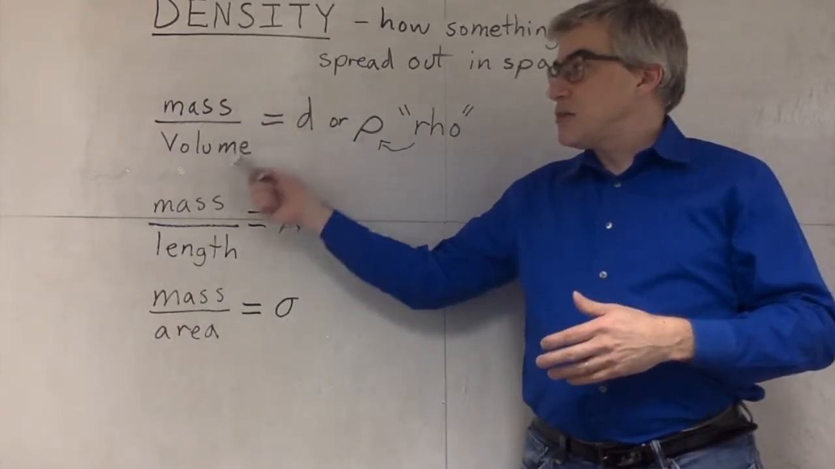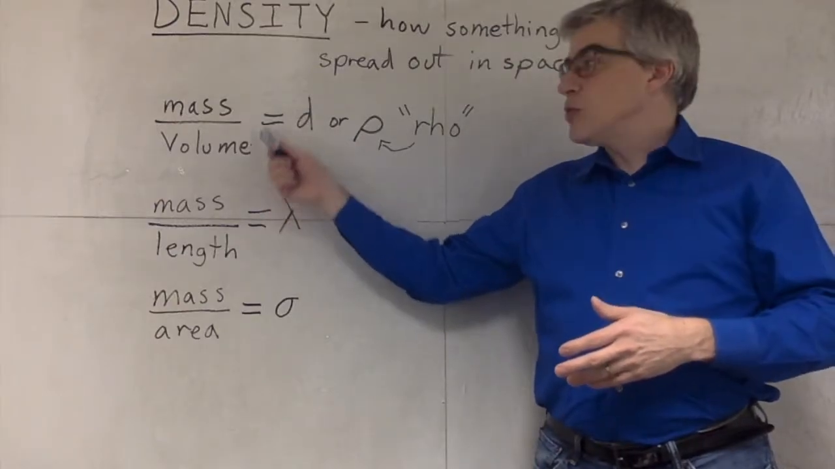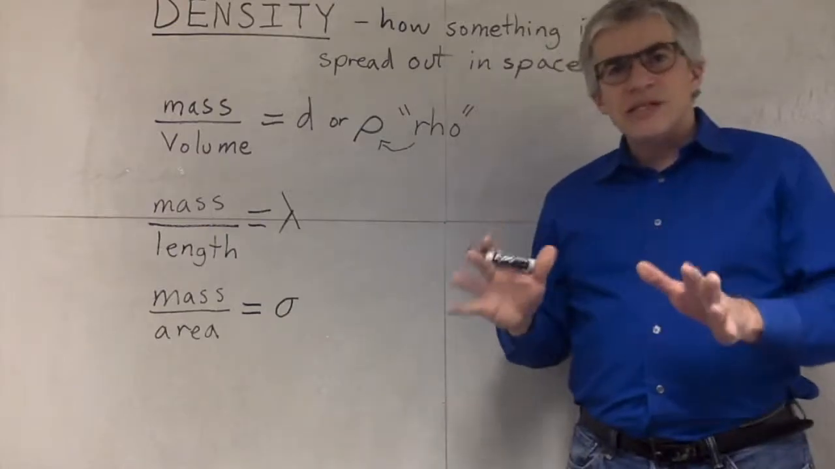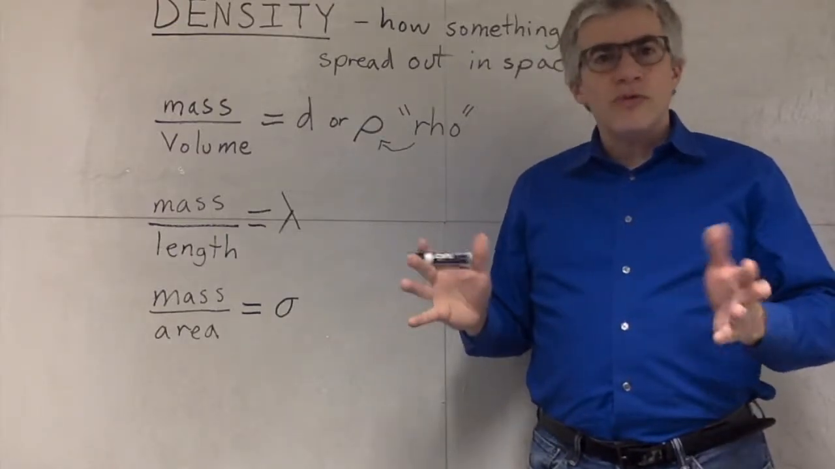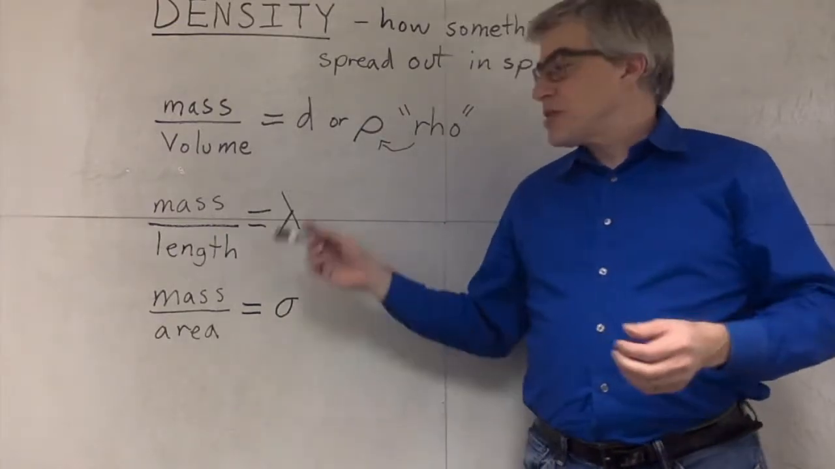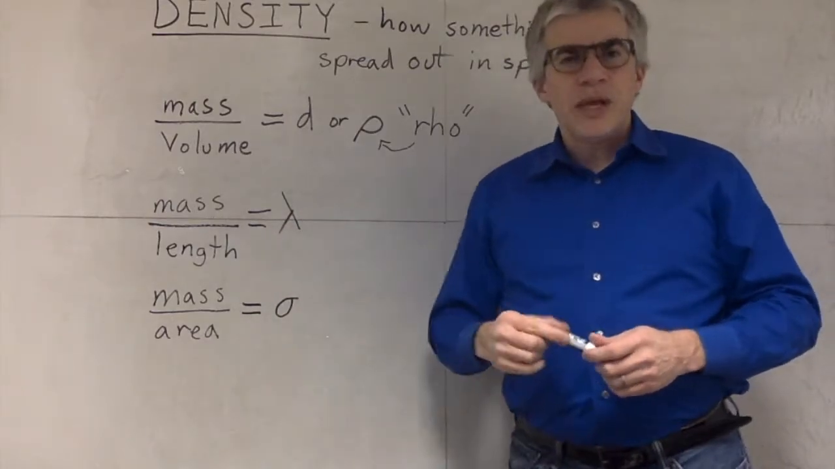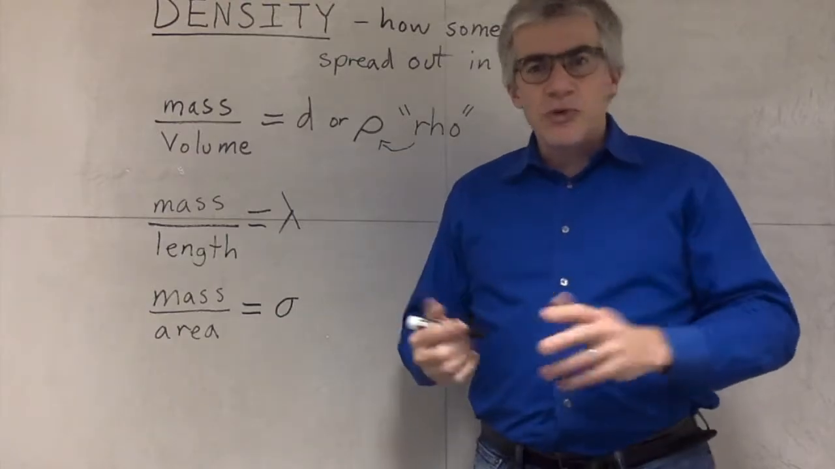So it's easy enough to do conversions. If you know the mass and the density, you can find the volume, and so on. But the mass doesn't have to be spread out over a volume. If you had a rope, you could talk about the mass per length. We usually give that the Greek letter lambda. And so that's in, say, kilograms per meter.